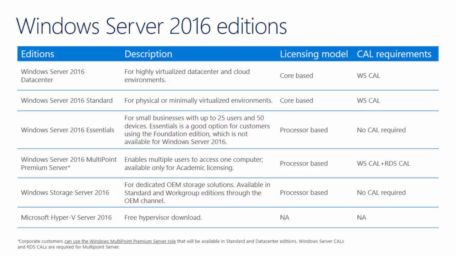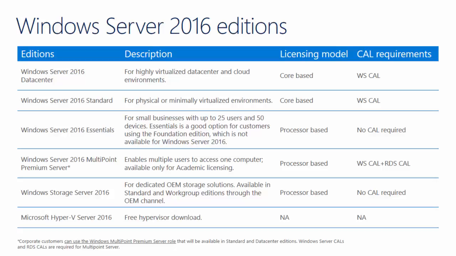Now, as you can see, there are other products that are listed in here. The final three products: Multipoint Premium Server, Storage Server 2016, and Hyper-V Server, they're not things we actually supply directly through Channel OEM. I just thought I'd include those on here so you can see that versions of these are available or are becoming available. But in general, you'll need to talk to the appropriate distribution point for any of those products.